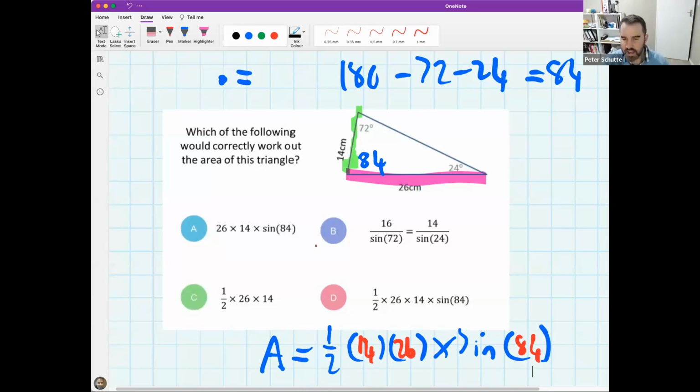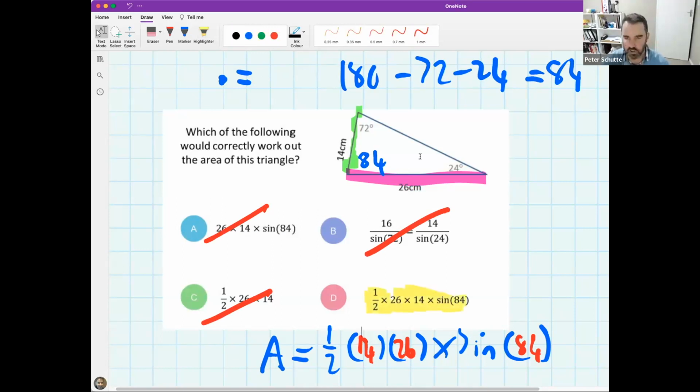And the other thing to realize is it doesn't have to be 14 times 26. It could be 26 times 14. This looks to me like the sine rule. That has no sine in it. And this has no half in it. And so the correct option is D.